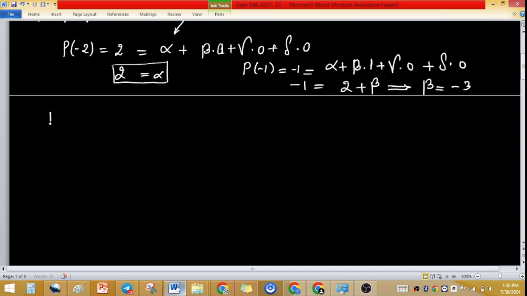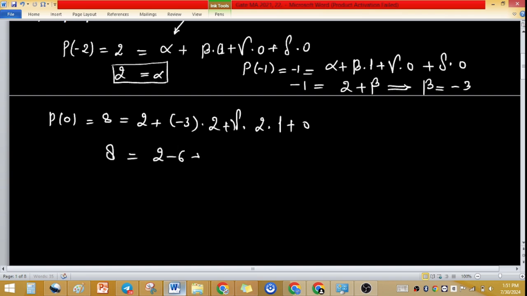The third input is P(0), and this value is 8. Put the corresponding values of alpha, beta and x. So 8 equals 2 plus (-3) into 2 plus gamma into 2 into 1 plus 0. So 8 equals 2 minus 6 plus 2 gamma. This implies gamma equals 6.